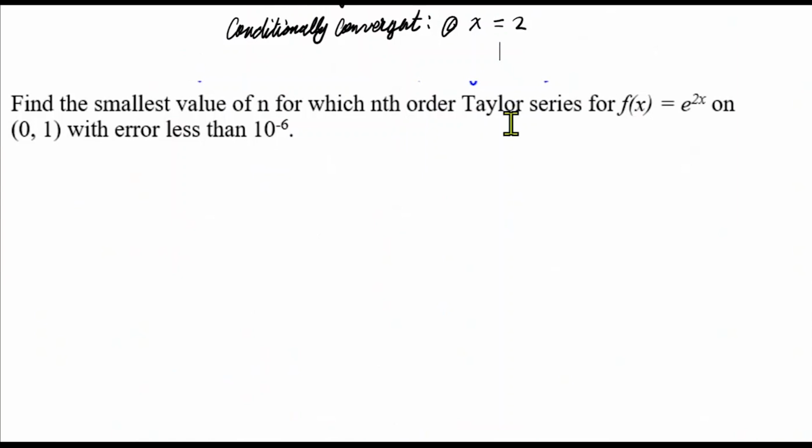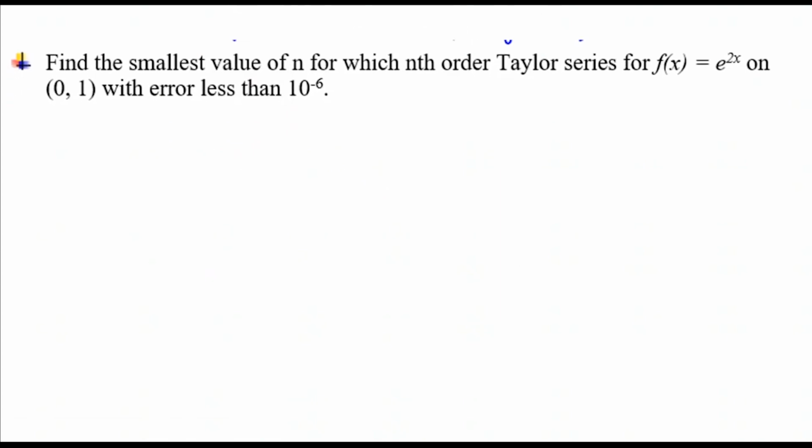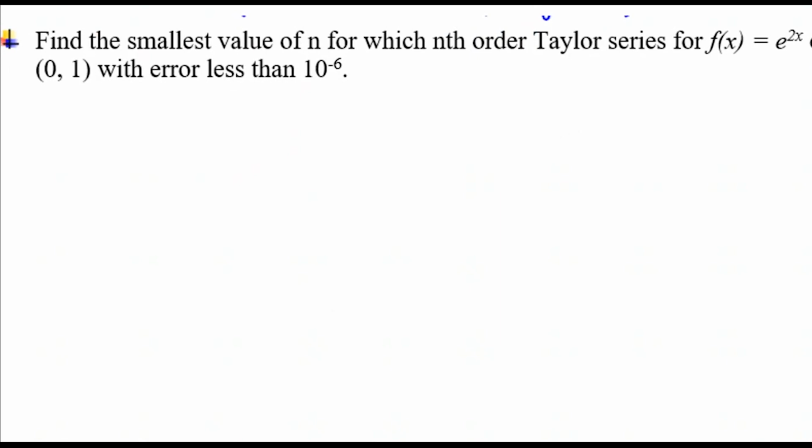Okay, this is a Lagrange error problem as a review. Okay, smallest value of n so that this thingy in this interval has truncation error less than 10 to the negative 6th. Okay, let's do this. Maybe you don't need this anymore because you're done with your test, but hey, you might be struggling. So hey, one last effort, f of x.